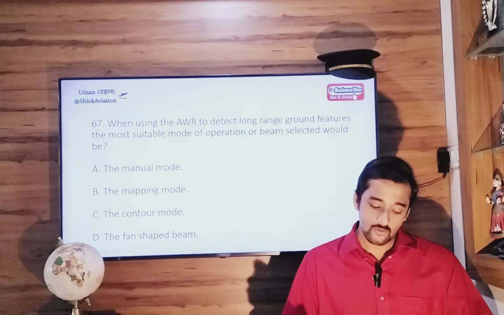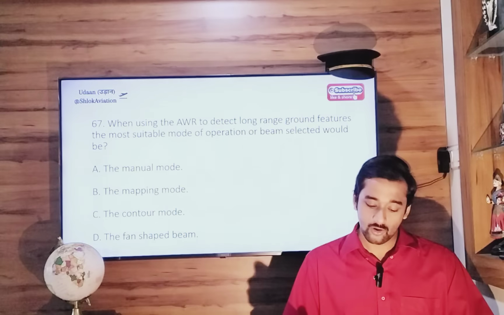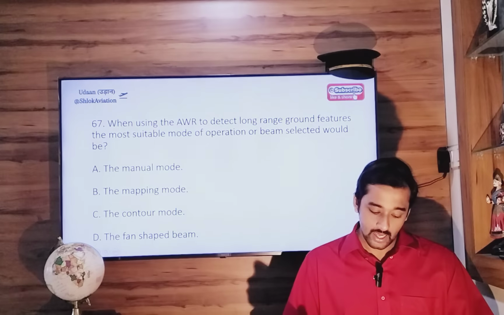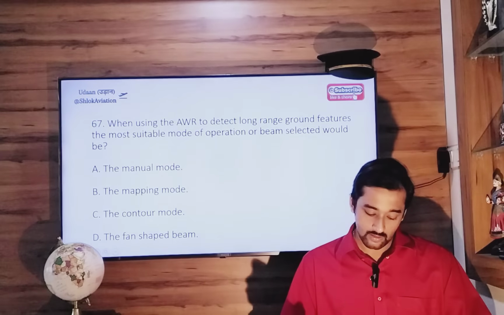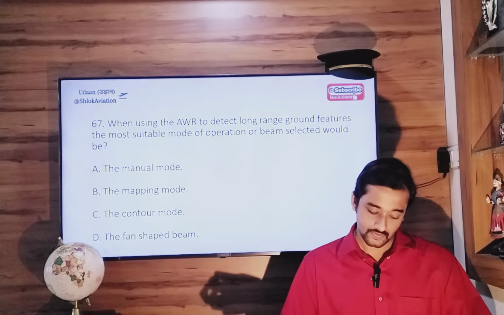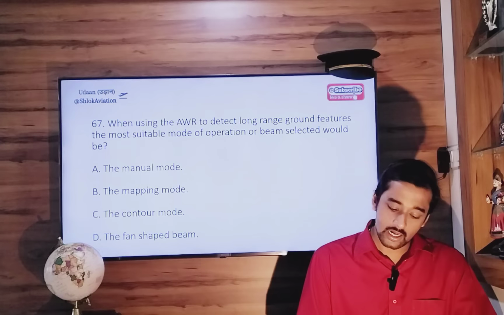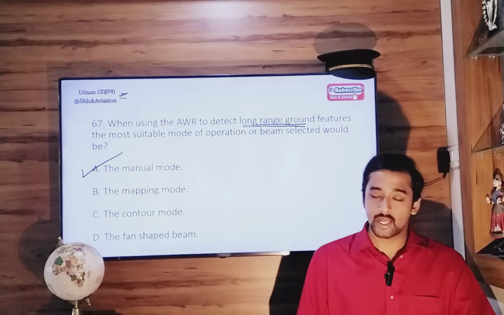When using airborne weather radar to detect long-range ground features, the most suitable mode of operation of beam would be manual mode, mapping mode, contour mode, fan shape mode. So the correct option here will be, if you want to detect long range ground features, it is better to use manual mode.